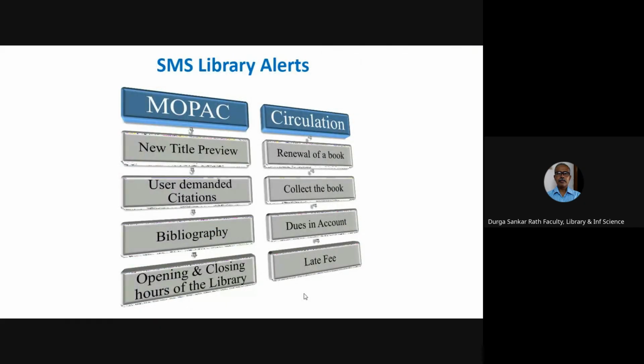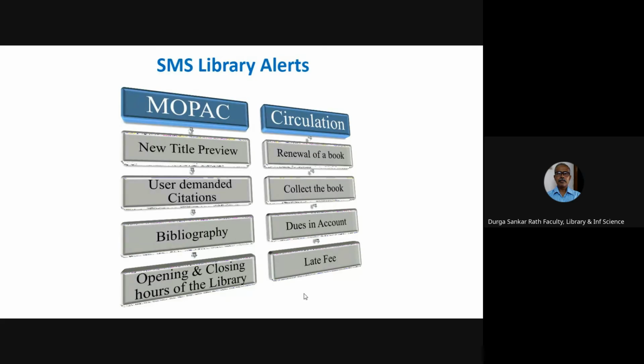This SMS library alerts of mobile OPAC through new title preview. It will automatically be sent to the user's end that these are the new arrivals, user demanded citation, new title preview, in the sense before purchasing also we can make our users aware that just come down to the library and see whether that book is worth purchasing or not, and then proceed. So based on their authority the head of the department will do these things, or on behalf of the head of the department some other faculty members can also do these things.